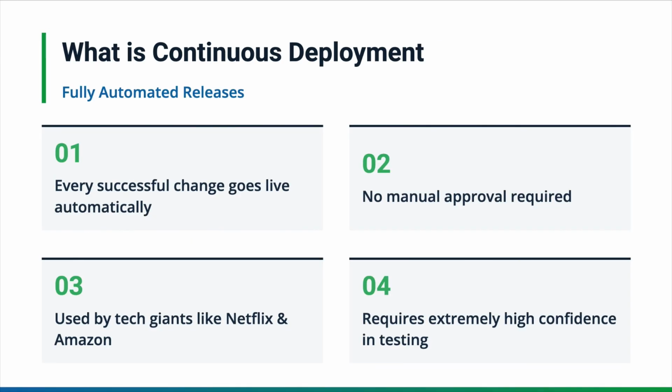Let's talk about continuous deployment. This is the fully automated version of CD. In continuous deployment, every successful change goes live automatically. No manual approvals, no waiting. If tests pass, the application is deployed to production immediately. Companies like Netflix and Amazon use this approach. This requires strong testing and monitoring, but it enables very fast innovation.